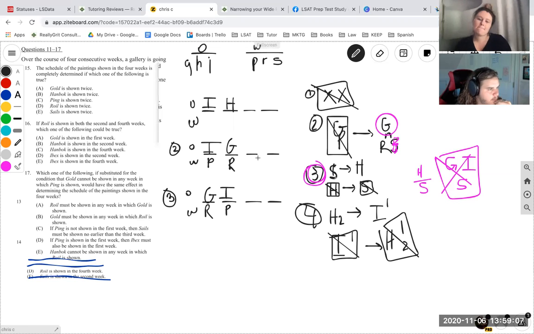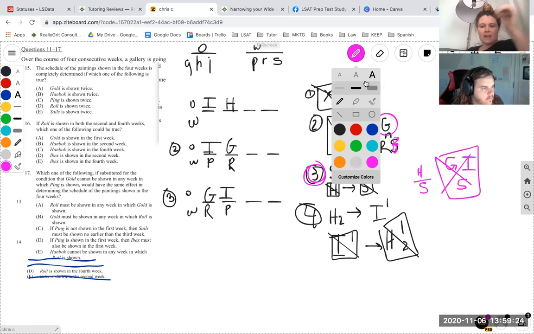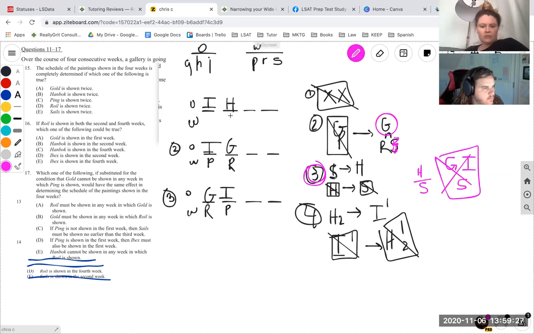Yep. All right, so I'm doing 16 now, right? Correct. If R is shown in both the second and fourth weeks, which of the following could be true? So this is an example of where I would have to make a separate world for this, right? Yes, but really here what we could do is just put the R here, R here, and R here, and see what happens. Gotcha. Yeah, that makes more sense. I forgot R was a watercolor.